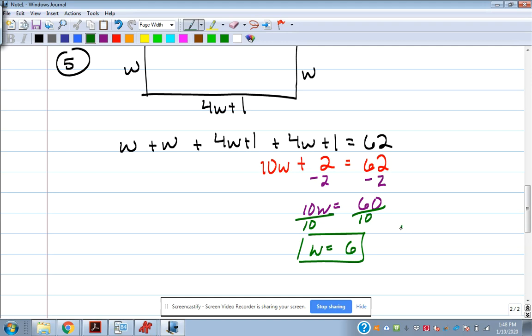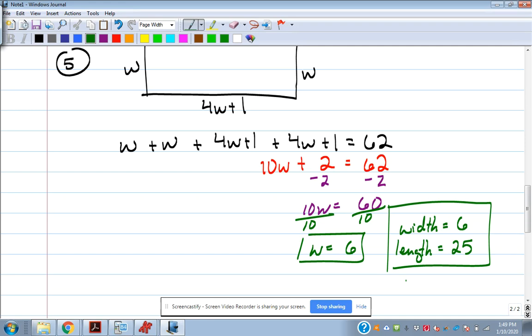And what's the length? How much is the length? 25. Yeah, 24 plus 1. 4 times 6 is 24, plus 1 is 25. So the width is 6 and the length is 25. Because it asks for the dimensions, we needed both of those. It won't always ask for the dimensions. Sometimes it'll just ask for one of them. So you just pick or work out that one.